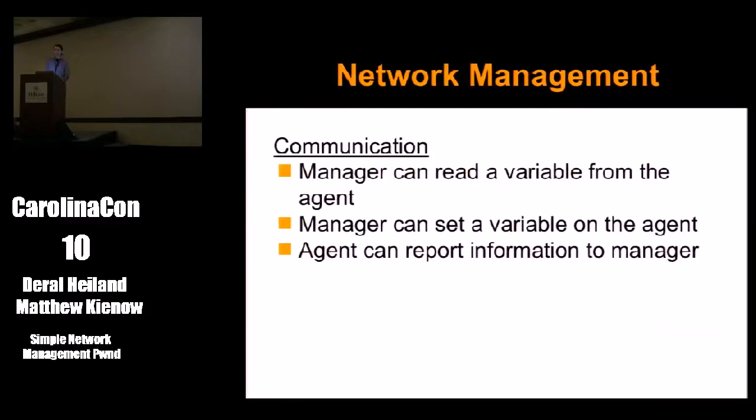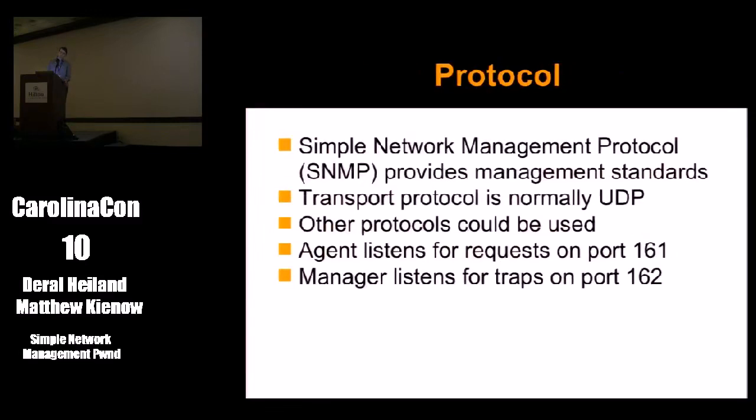So there are a number of ways a manager and agent can communicate. In a simplified view, the manager can read or update values of variables on an agent, and an agent can report information back to the manager. So what does it look like in protocol form? We standardize that communication, and we form a protocol. Now, the transport protocol is normally UDP. However, other transport protocols could be used. It was not strictly specified in the RFCs. The agent listens for requests on port 161, and the manager listens for requests on port 162.